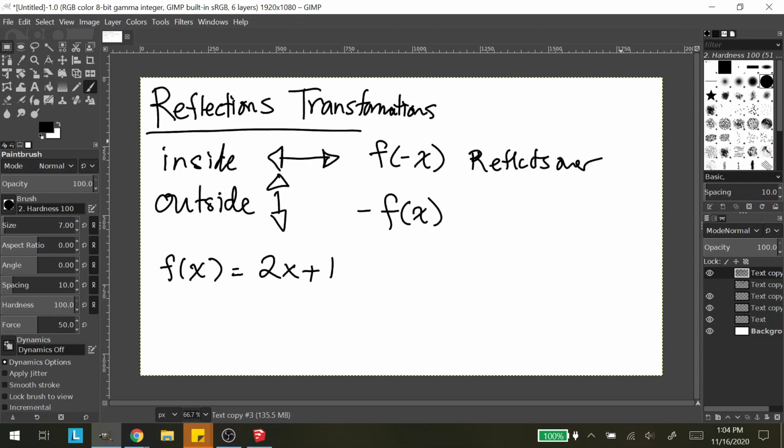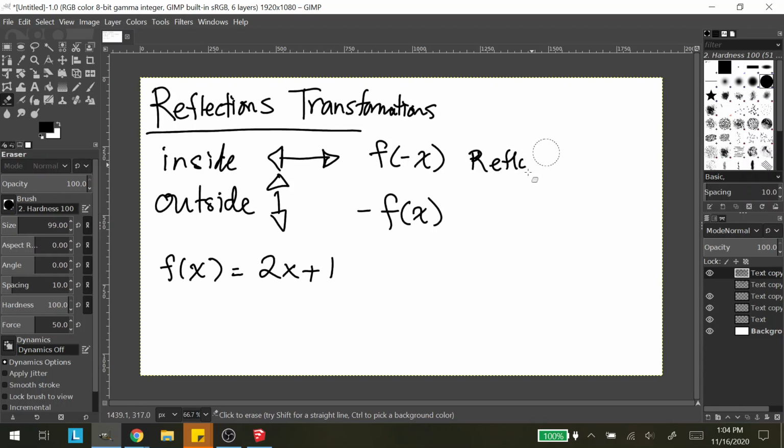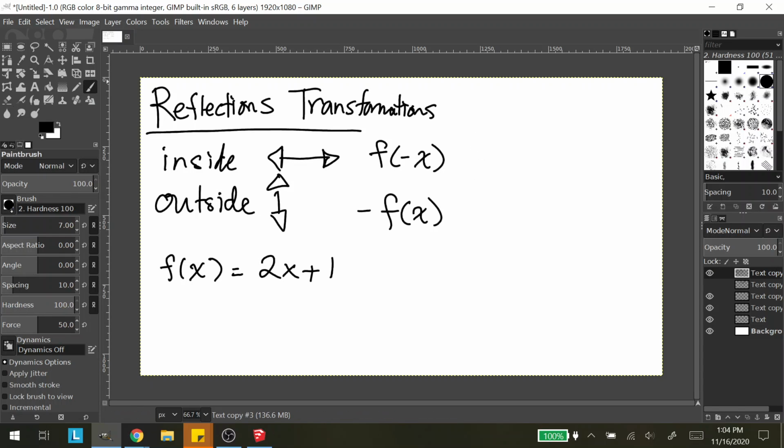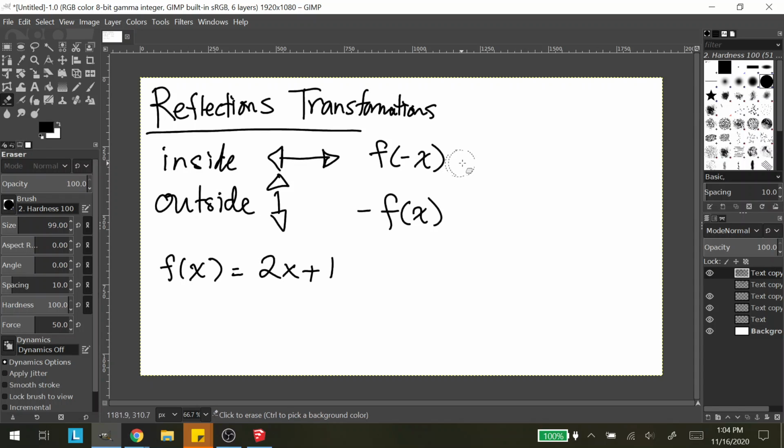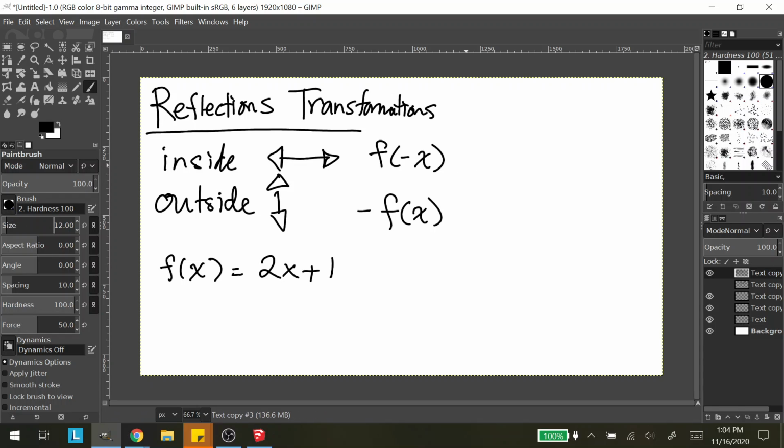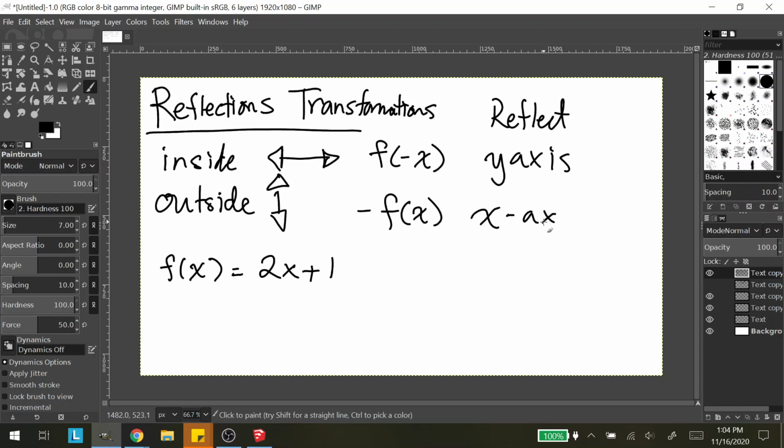Man, I can't write in this program. I'm going to try one more time. And make it a reasonable size. Okay, so this is going to reflect over the y-axis. And this is going to be over the x-axis. Should have put a hyphen.